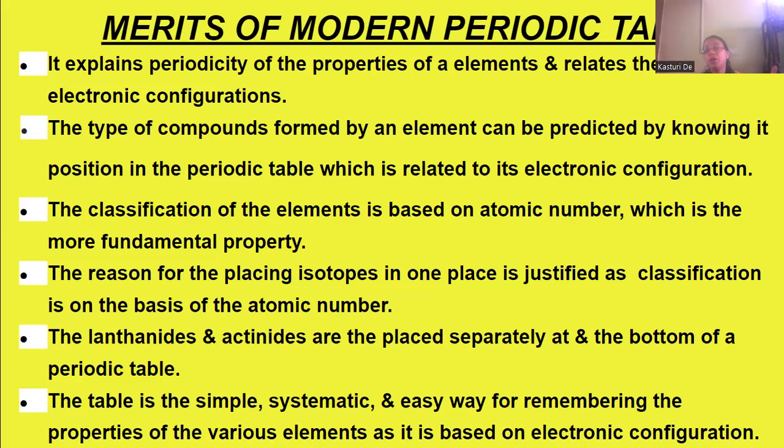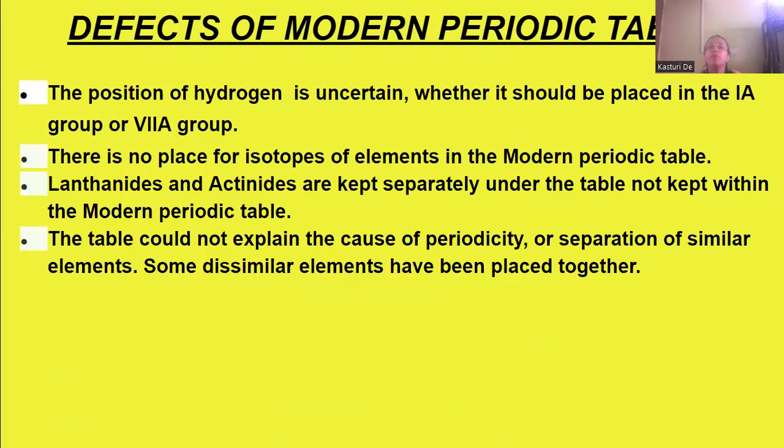If we know where the element is present in the periodic table, we can predict what type of compound it can make. Even the periodicity of the properties of the elements can be known because it can be related to their electronic configurations. Now we come to the defects of the periodic table.